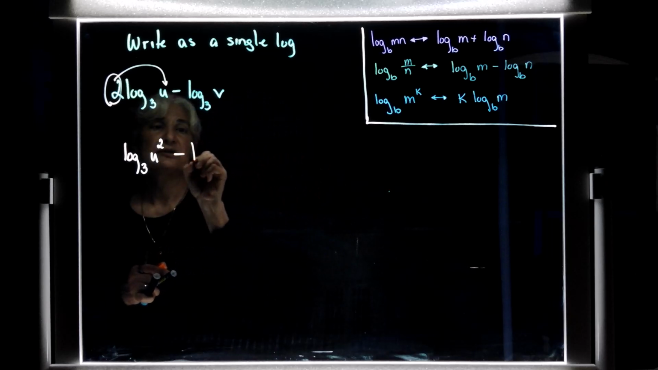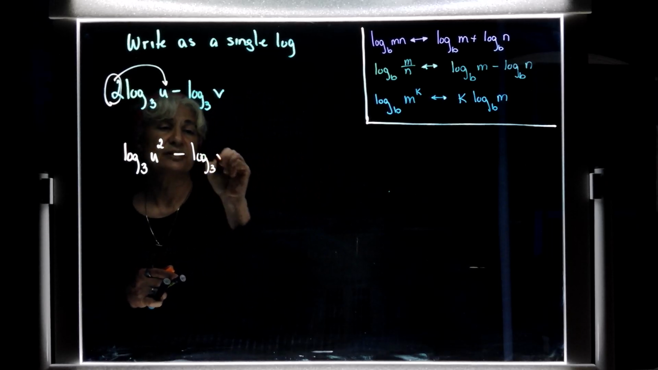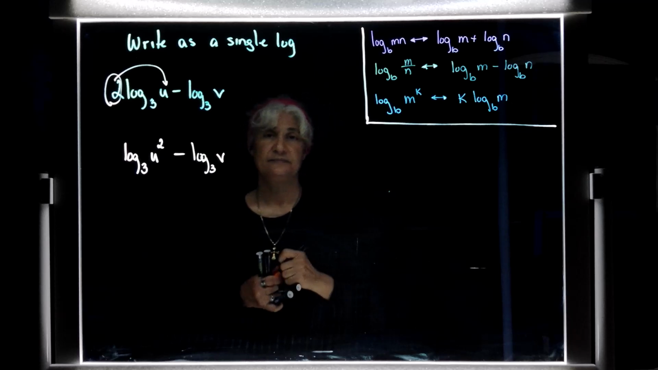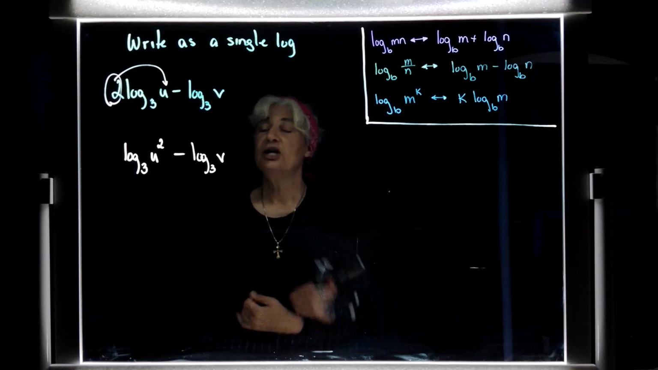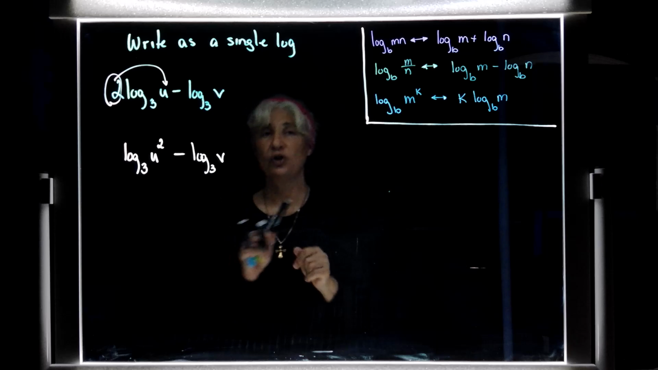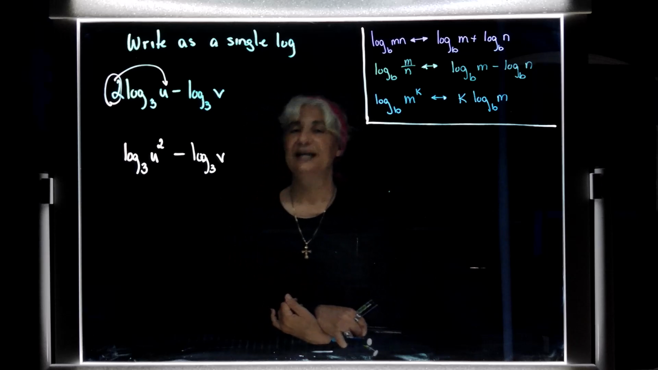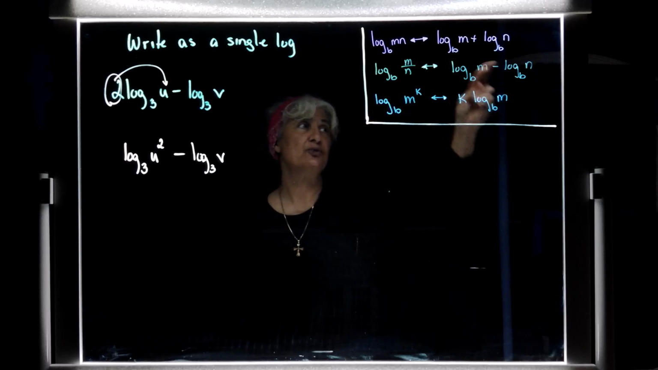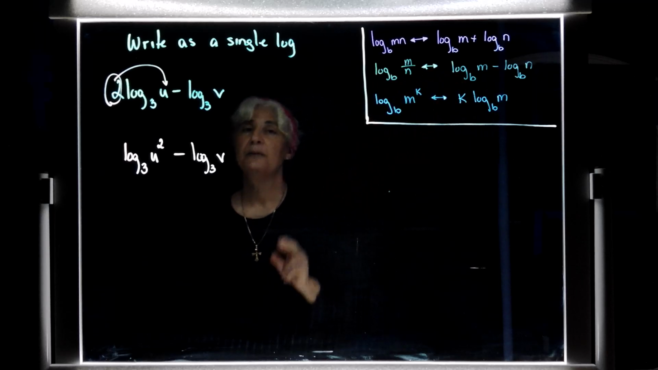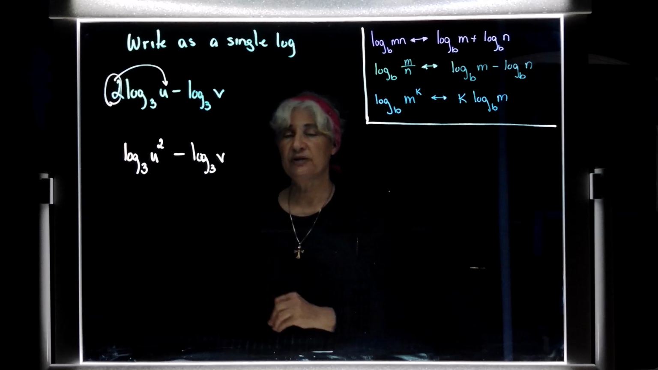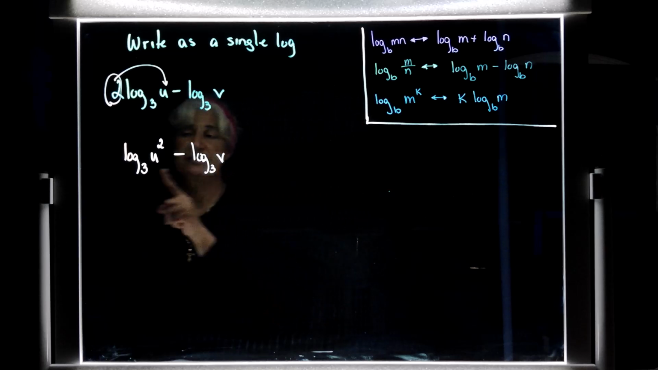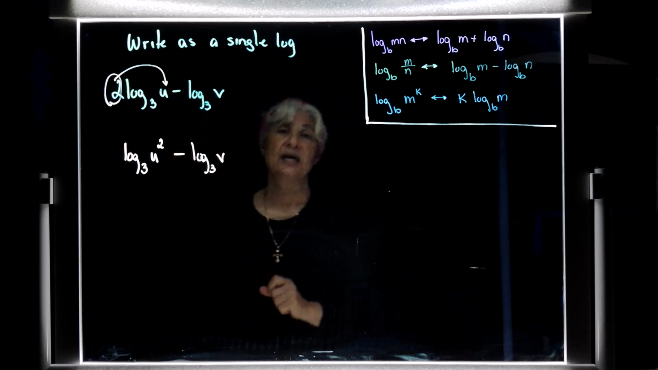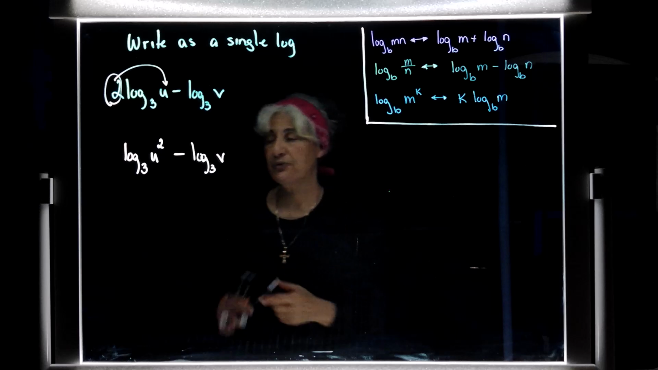Now I'm going to minus log base 3 of v. No more multiplication problem. All I have is a subtraction problem. Excellent. And to write it as a single log, subtraction recombines into division. But the only time it recombines is if the bases are the same. You're right, they're both the same, they're both 3's.